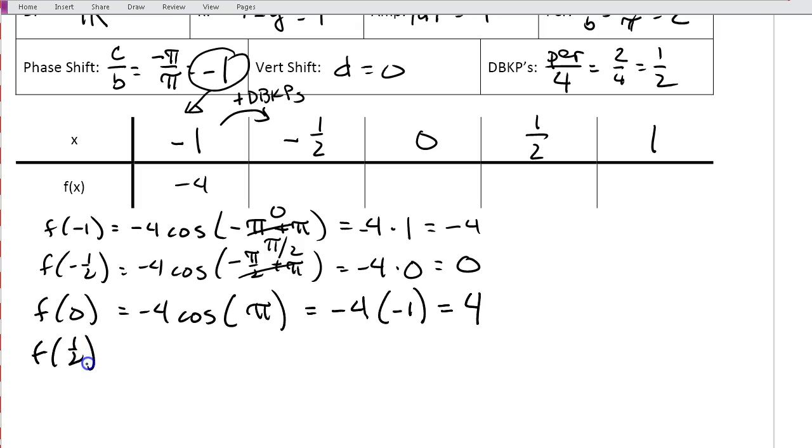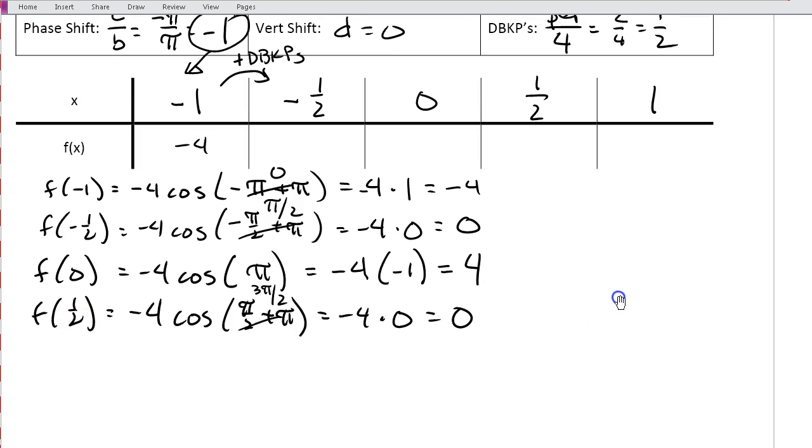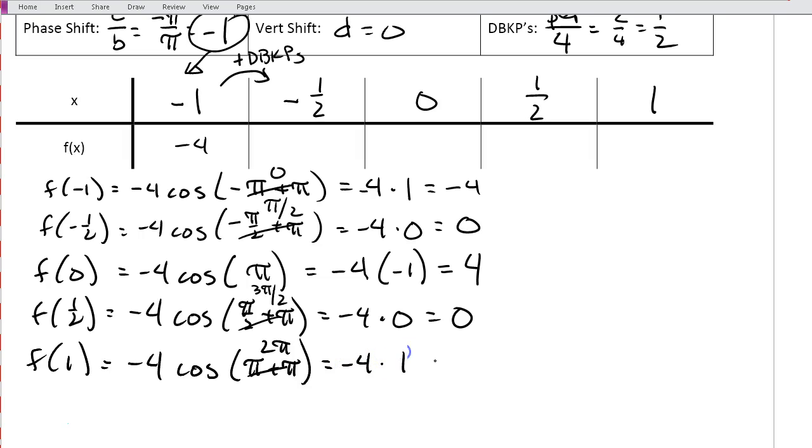F of 1/2, that's going to be negative 4 cosine pi over 2, because that's pi times 1/2, plus pi. That's really 2 pi over 2 plus 1 pi over 2, so that's 3 pi over 2. So that's negative 4 times, we're at the bottom of the circle, the x-coordinate is 0. And let's do the last one. F of 1, so that's negative 4 times the cosine, so that's going to be pi plus pi, or 2 pi. So again, we're on the right of the unit circle, so that's negative 4 times 1, which is negative 4.